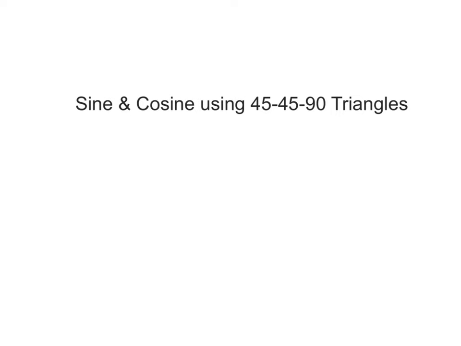Okay, so today's video is on sine and cosine using 45, 45, 90 triangles. So let's review what one of those triangles looks like. If I have a triangle, I know one angle is 45, the other two are 45 degrees, and I know that I have my two legs that are the same measurement, and then I multiply by root 2 to figure out what the hypotenuse is.